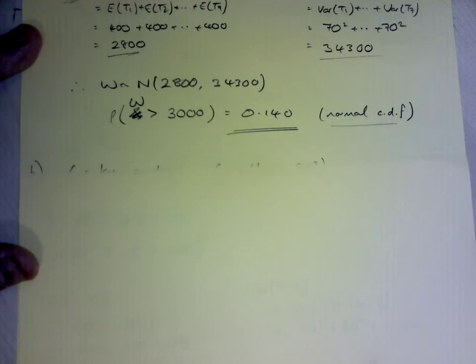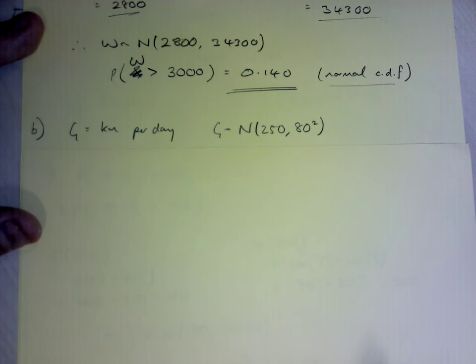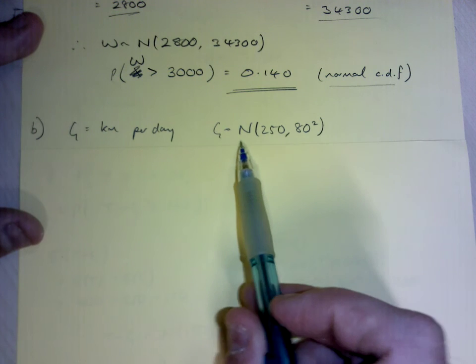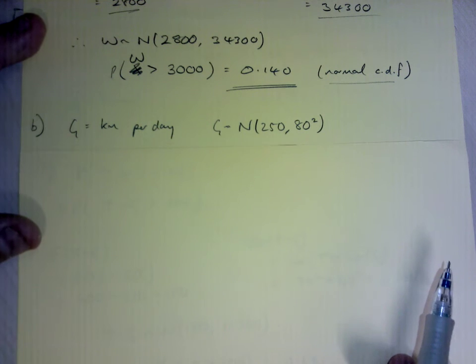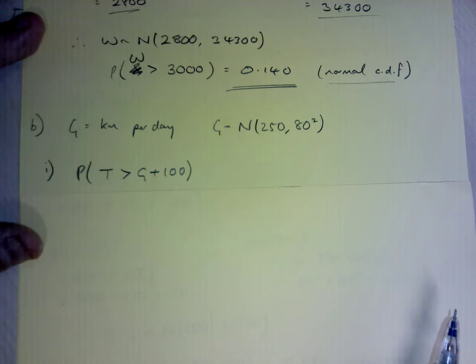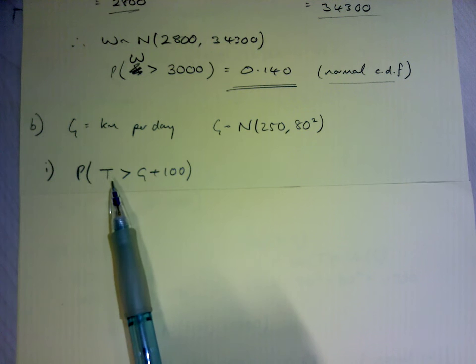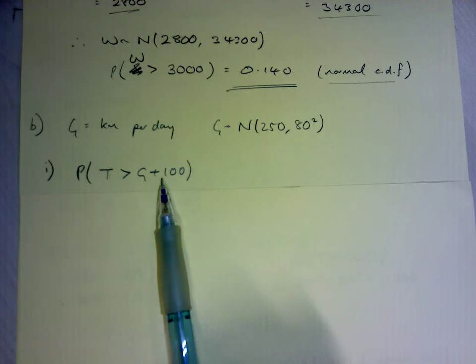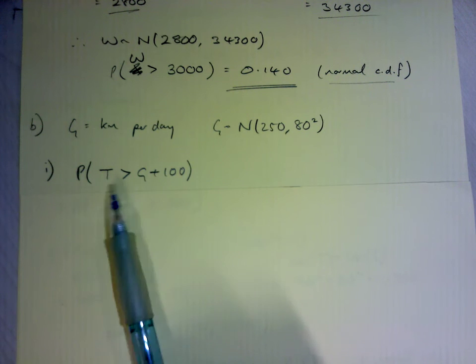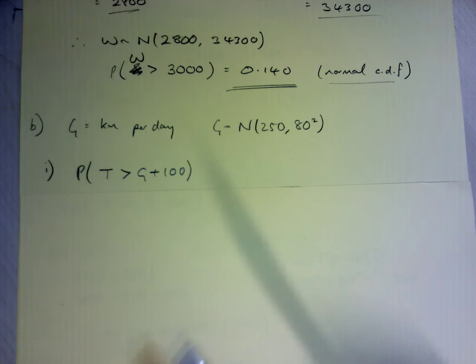On to part B. I'm introduced to another taxi firm, Grub. So I've got the details there that are given in the question. The first part here, I just need to turn the question into algebra. It asks me for the probability that the taxi driver travels at least 100 more than the Grub driver. So that's the algebraic statement there.